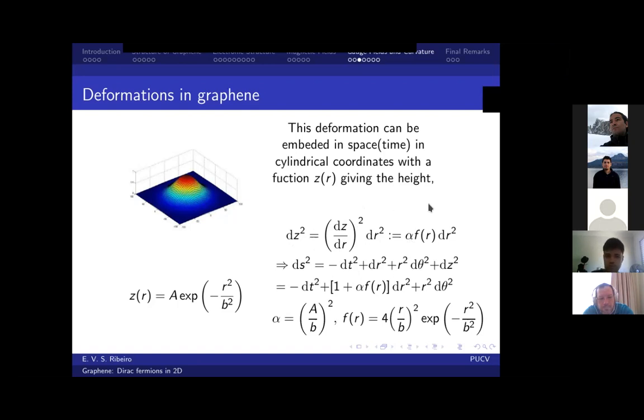we can substitute the dz here in this form of the metric and obtain the 2D spatial metric, or 3D spacetime metric, for this surface here, which will basically have this form. This is written in this way because we have this alpha parameter here, which can be used as a perturbative parameter if you want to calculate things like Green functions, to calculate the density of states spectrum, etc.